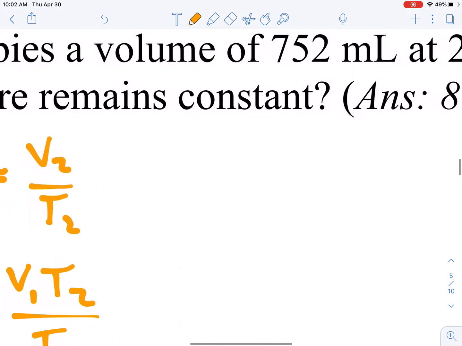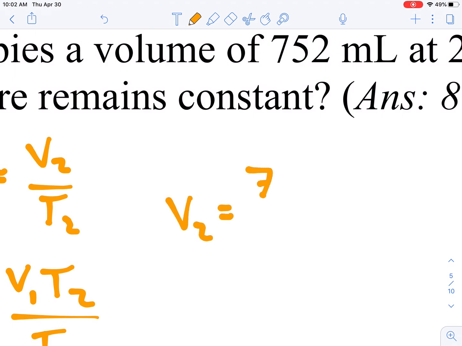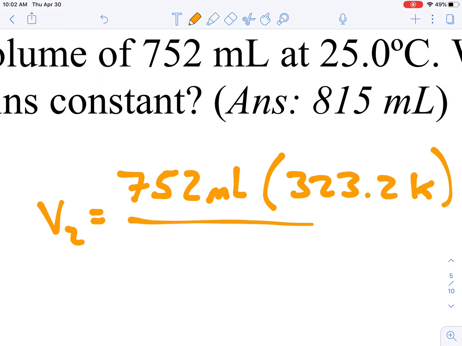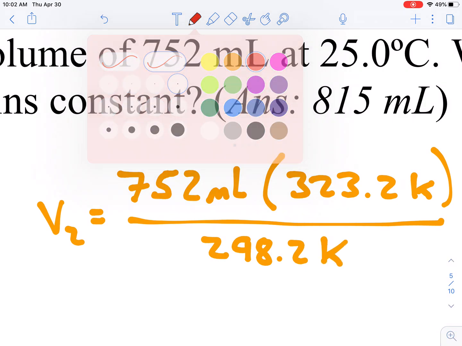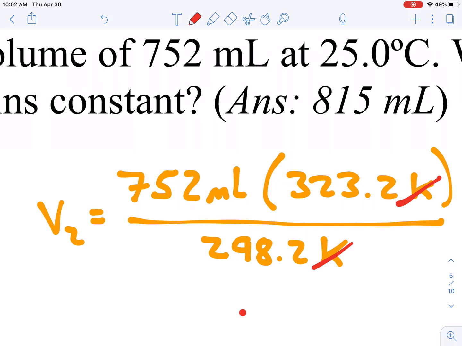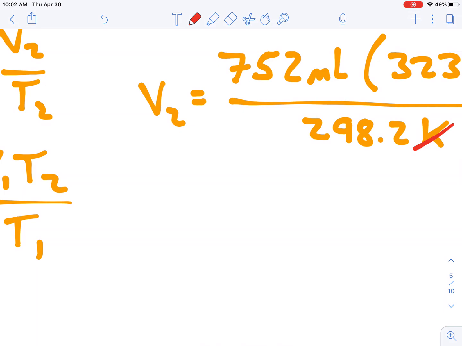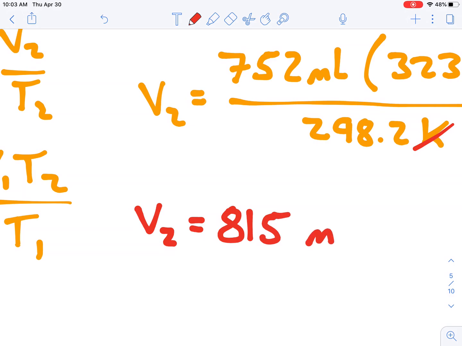We can plug in everything that we have. So that initial volume is 752 milliliters. That final temperature was 323.2 Kelvin. And we're putting that all over that initial temperature, which was 298.2 Kelvin. Your units will cancel here. Kelvin's gone. We're left with milliliters. You have 3 sig figs, 4 sig figs, and 4 sig figs, so we'll go with 3 sig figs. Our final volume turns out to be 815 milliliters.